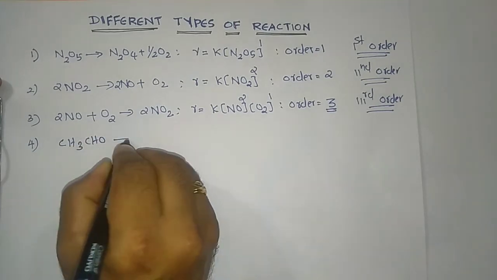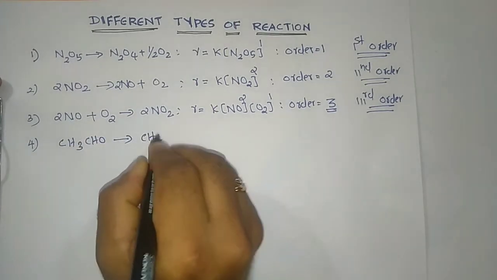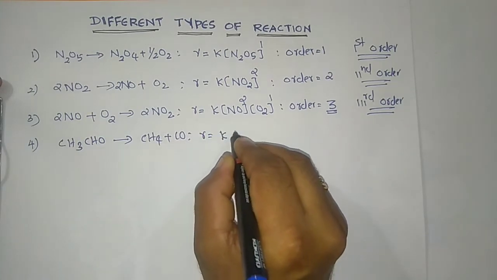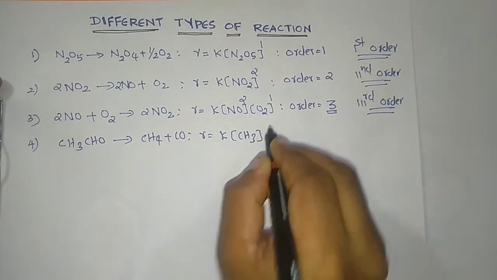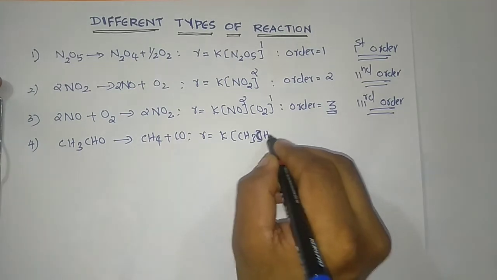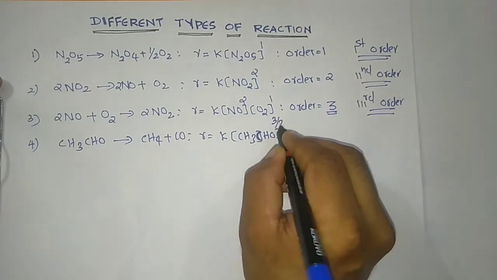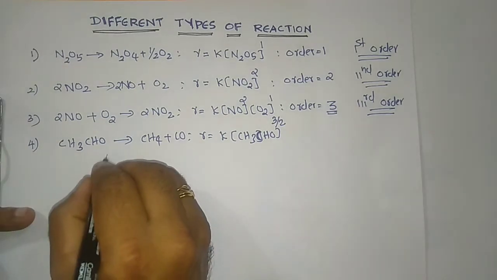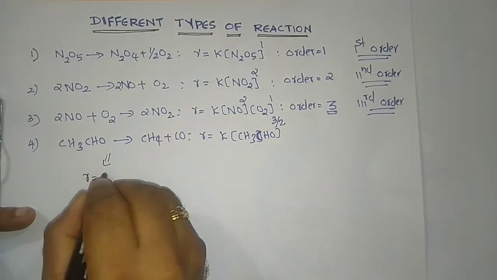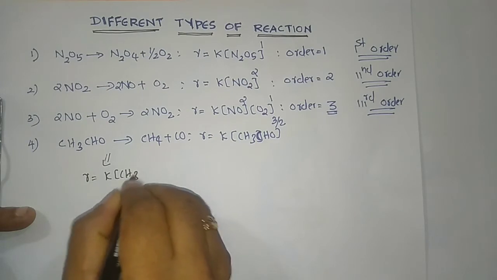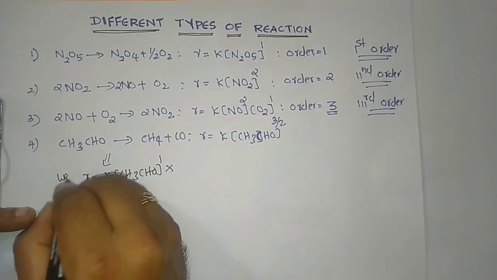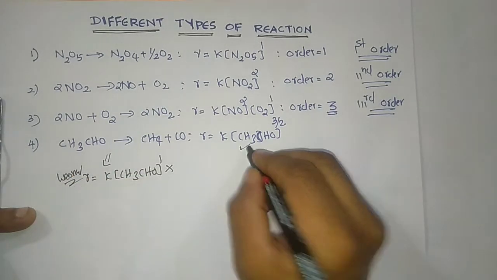CH3CHO gives CH4 plus CO. Then the rate law expression is R is equal to K into concentration of CH3CHO raised to 3 by 2. But what we would write based on the equation is R is equal to K into concentration of CH3CHO raised to 1. But this one is wrong, and this one is correct.